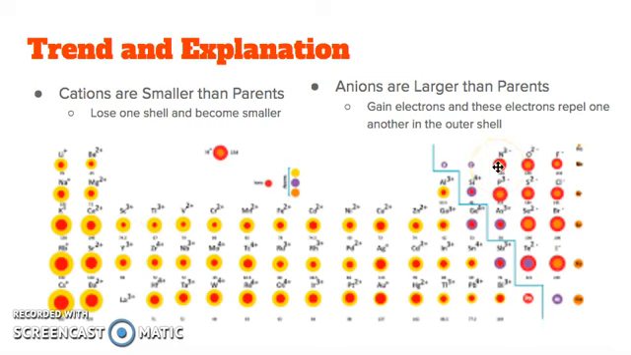So since the electrons in oxygen are more attracted towards the nucleus, the size between the anions of nitrogen and oxygen will be a bit smaller. But the important part is cations are smaller because they lose 1 shell, and anions are larger because they gain electrons, and these electrons repel each other.